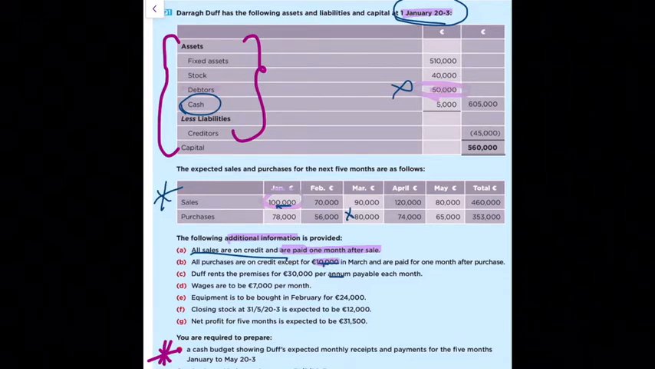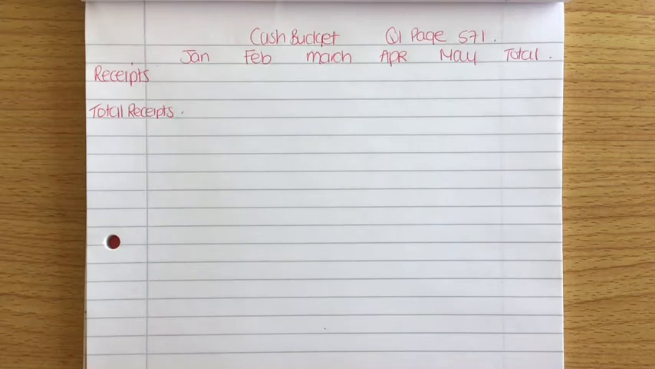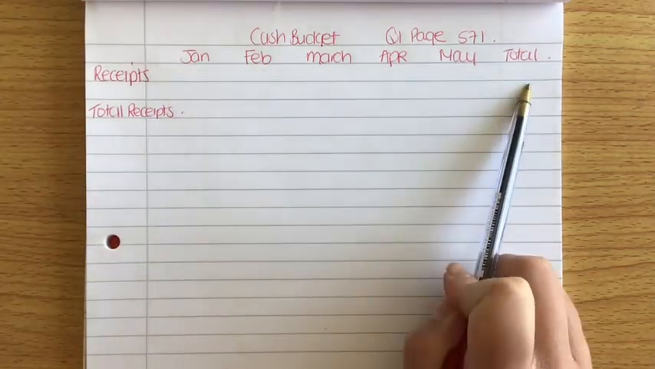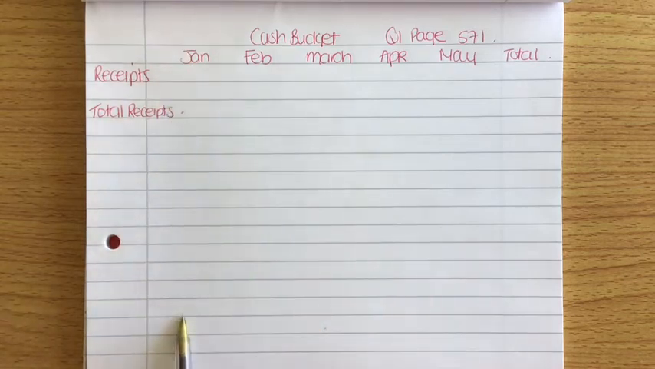So at this point, we've read through the question. We're ready to get going on the answer. We're ready to go now on completing the cash budget for January through to May. So you need to have a column for each month: one for January, February, March, April, May, and then a total column as well. I didn't rule them out, but of course you can.